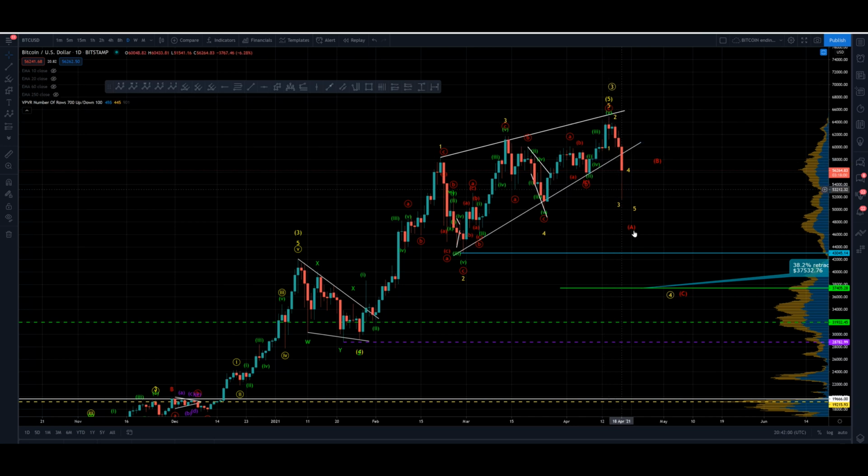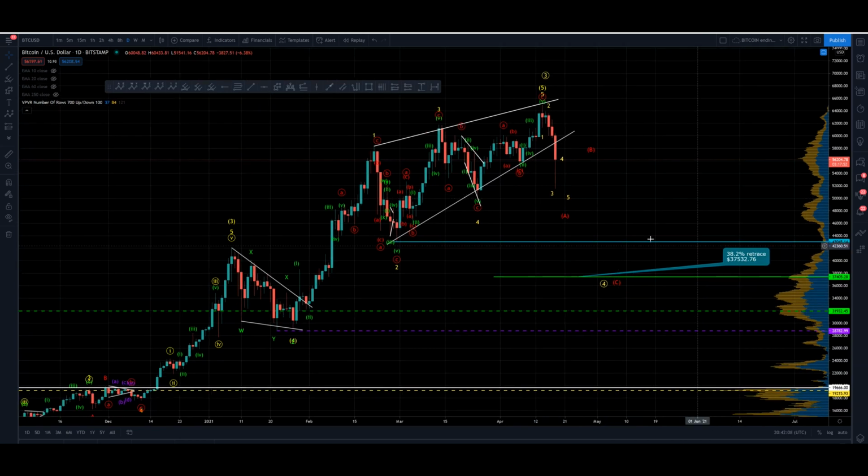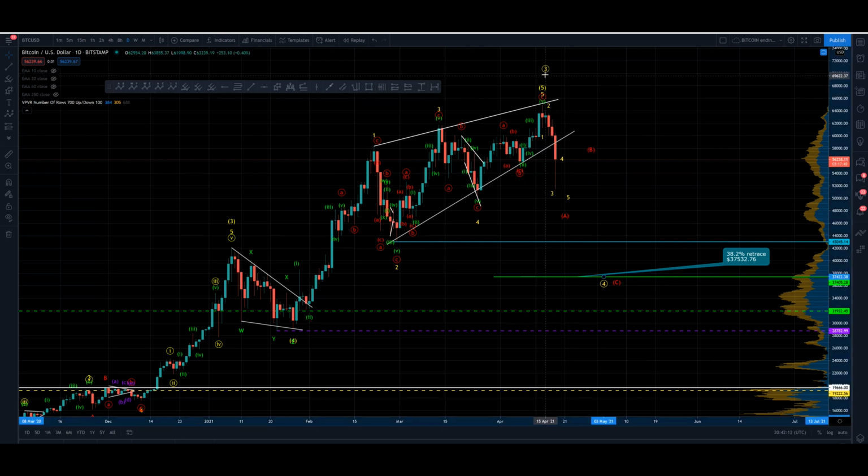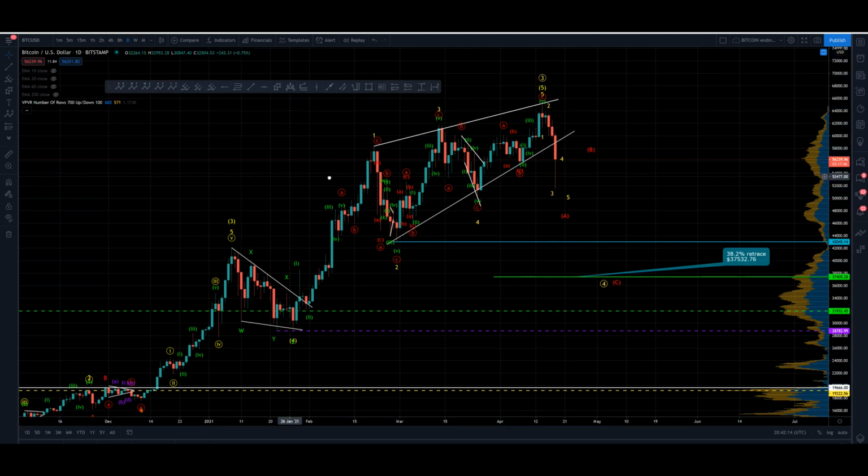I don't think we've done 5 waves down here yet, and since I feel like we're impulsing down, that would suggest a 5, 3, 5 structure. So that could bring us to the 38.2, could bring us deeper, who knows. Either way, primary wave 3 completes up here.